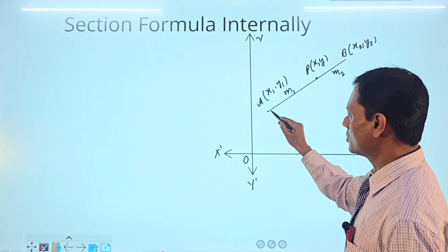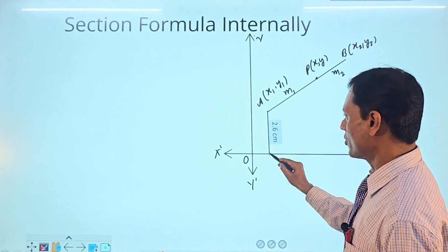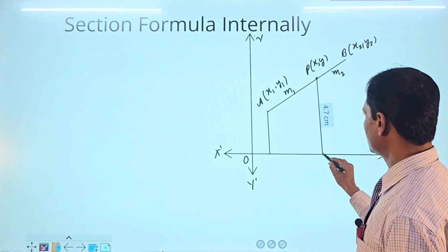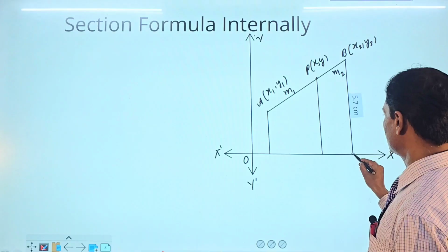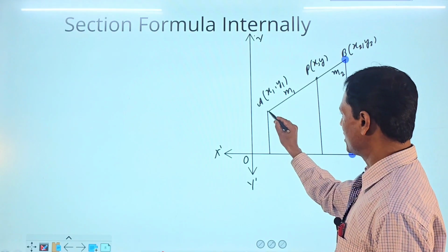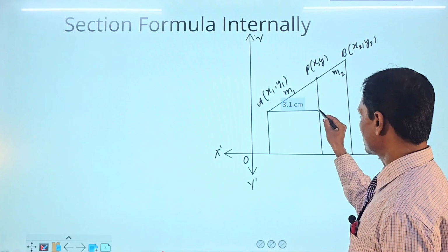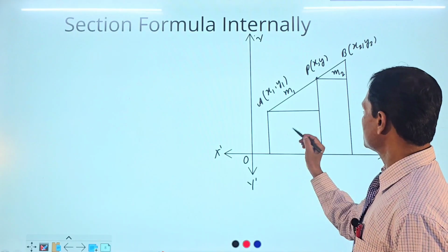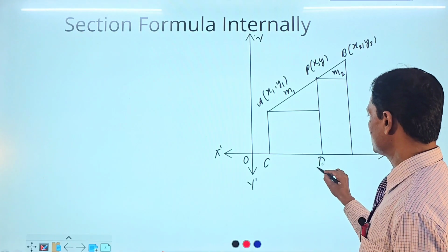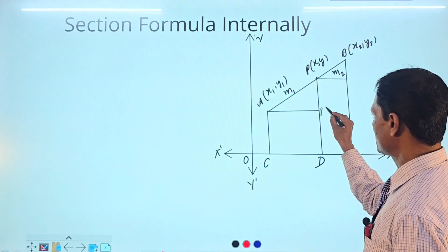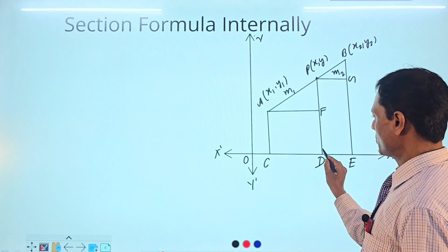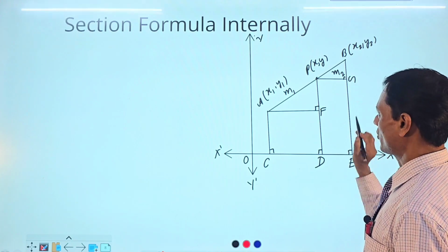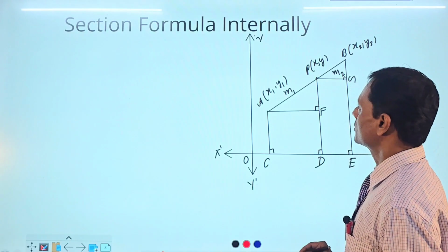Then first of all, what we are going to do, we are going to draw perpendicular from all the points on the x-axis, from here also, right? Okay, from here also, let's draw perpendicular. After that, from this point also, let's draw perpendicular as I am going to show you. Correct? We are going to draw perpendicular. Let this is C, it is D, it's E, it's F, it's G. Okay. So perpendicular means all the angles are 90 degree. Correct? Don't forget that.